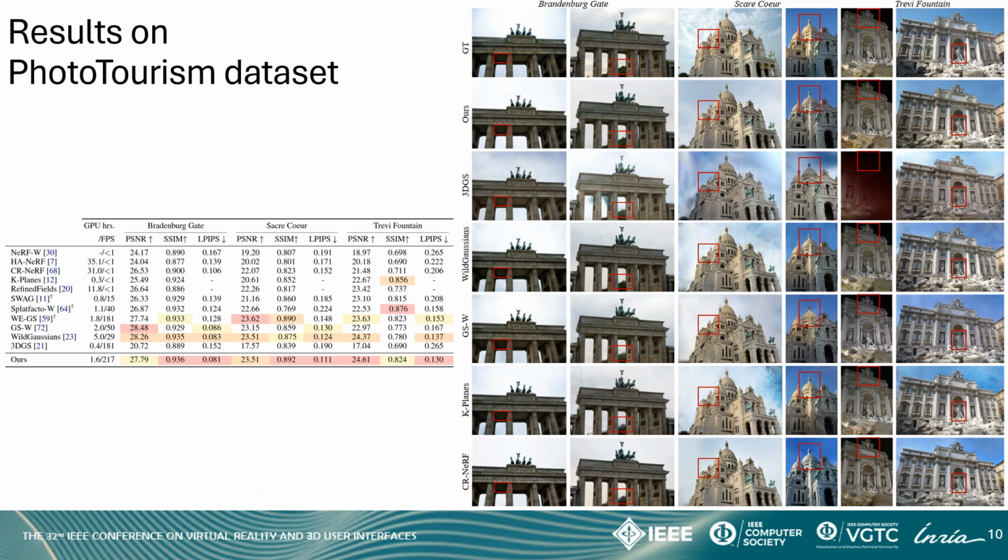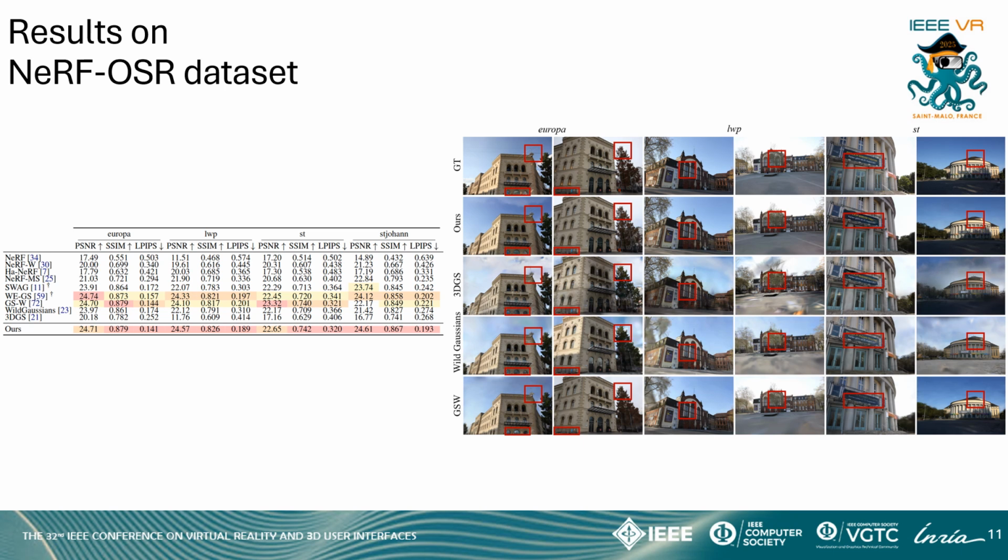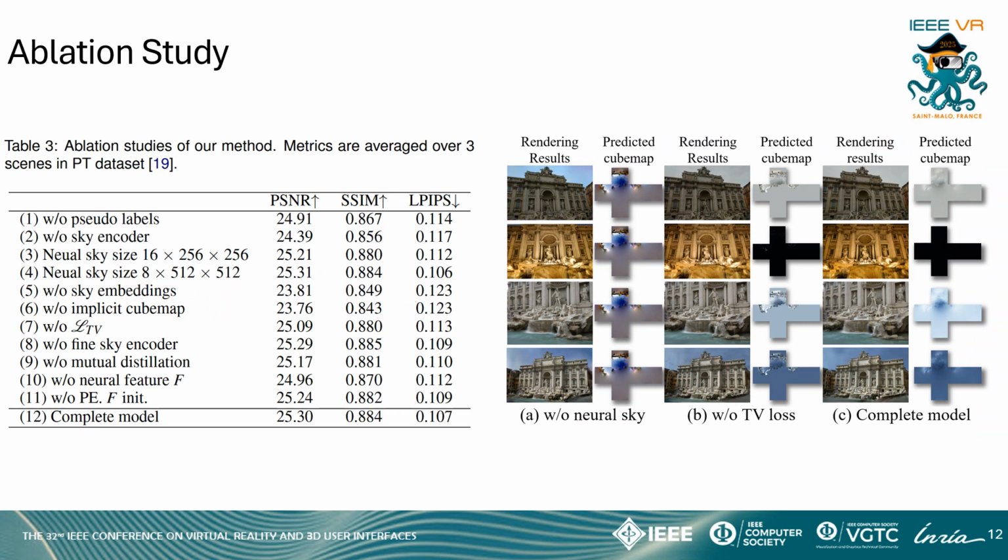Now, we compare our results with SOTA methods on the PhotoTourism dataset. Our method not only reconstructs the sky with greater accuracy, but also captures building details more precisely. We show more comparison results on the RF-OSR dataset. We conduct various ablation studies on what contributes to our rendering quality, the influence of using neural sky, ablation study on pseudo-semantic mask quality, and more. Please refer to the main paper for more details.